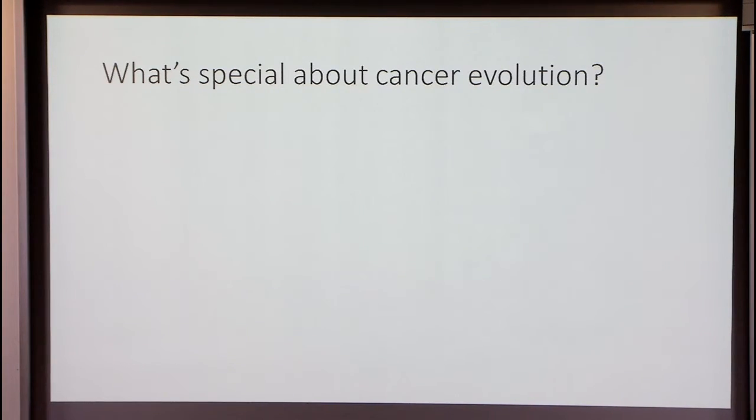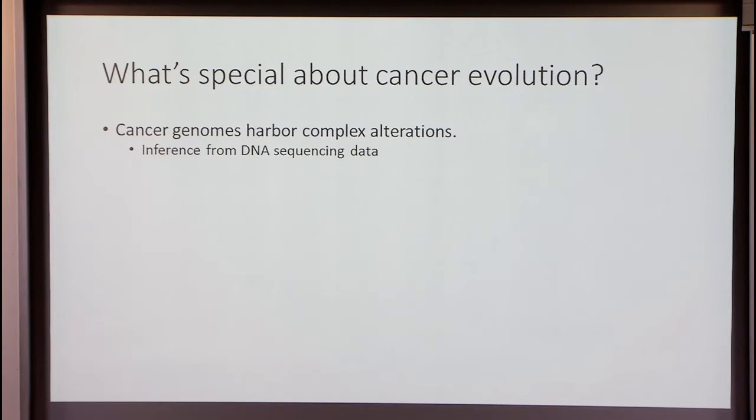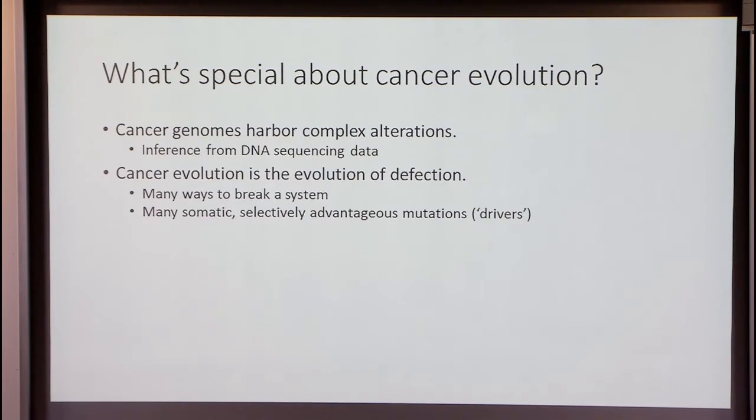I think these tumors are very interesting evolutionary systems. One aspect we emphasized a lot in the first session today was that cancer genomes harbor very complex alterations. The second one, that in the context of networks I think became very apparent, is cancer is the evolution of defection, because there are many ways of breaking certain signaling pathways, for example.